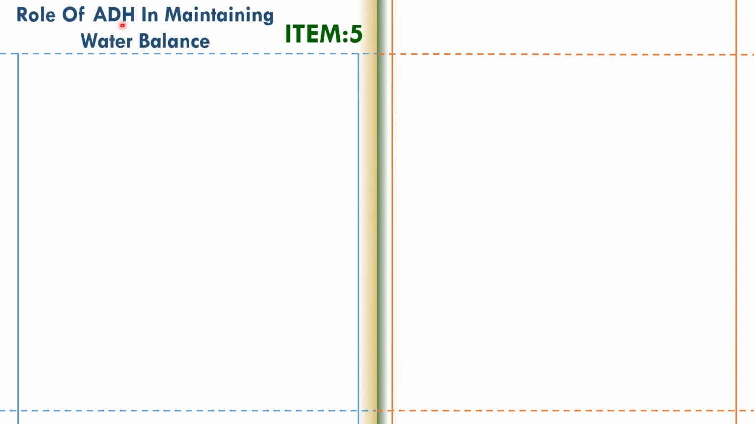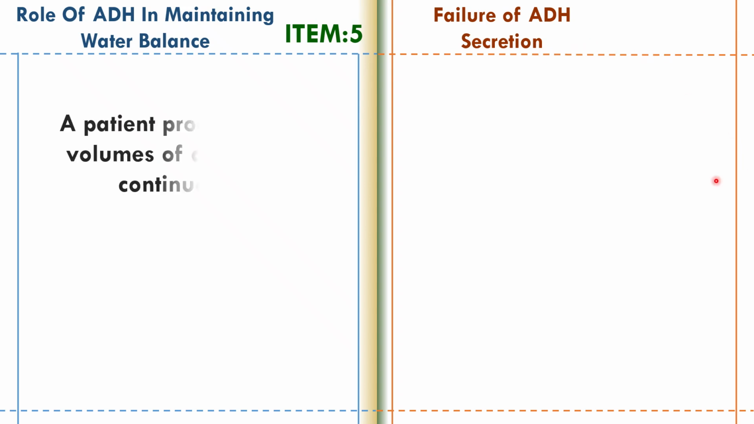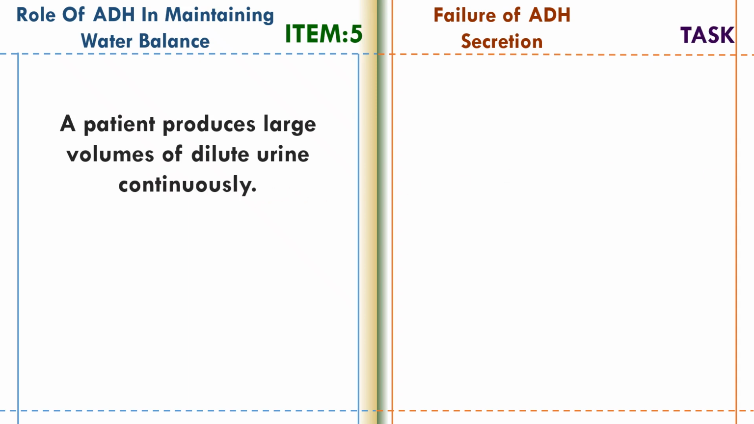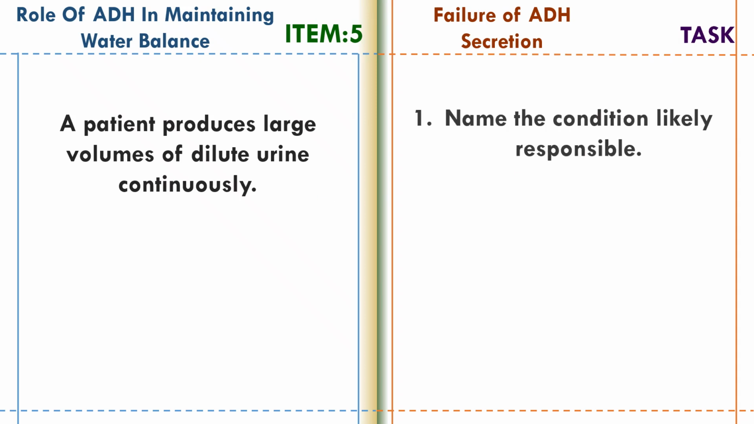Role of ADH in maintaining water balance, item 5. Failure of antidiuretic hormone secretion. A patient produces large volumes of dilute urine continuously. Task: name the condition likely responsible. Explain the cause of the symptoms.